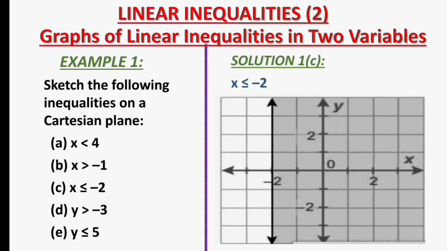Don't forget, we are shading off the unrequired region, so we will shade off the right hand side of the solid boundary line and leave out the left hand side unshaded as the required or wanted region for x is less than or equal to -2.